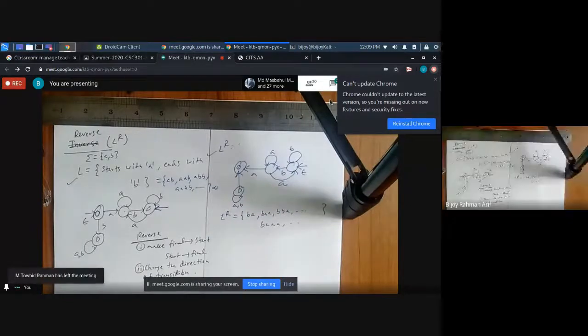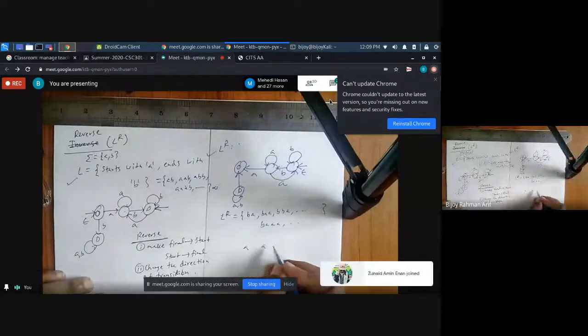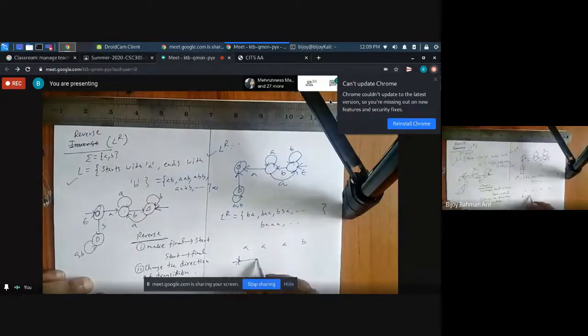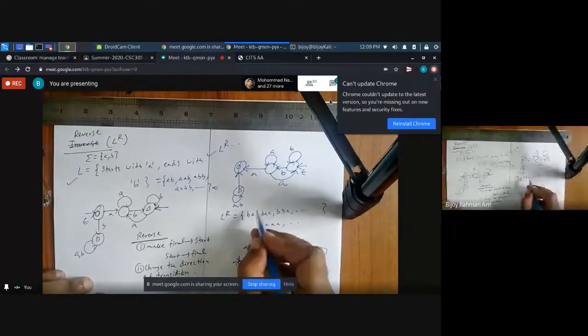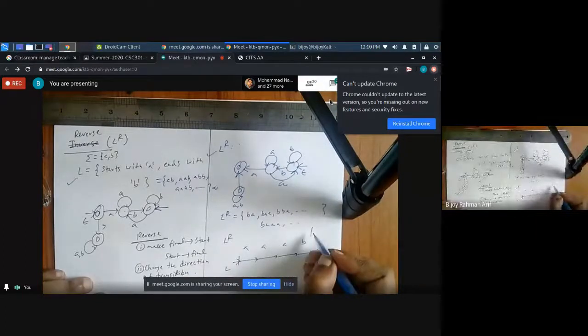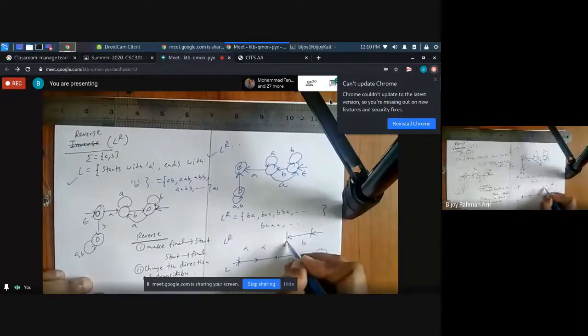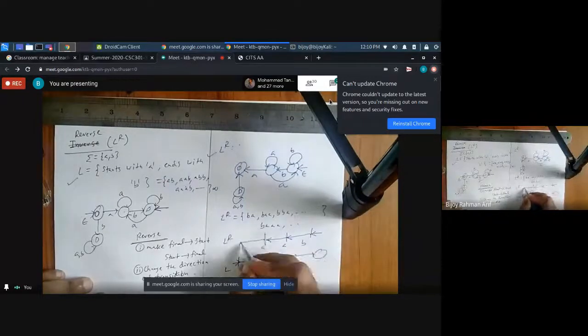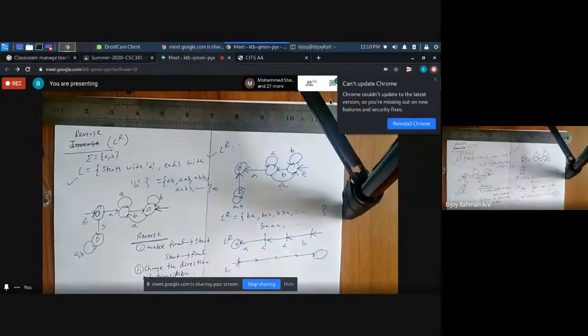Reverse. So if this one is accepting A, B, the movement is like this. We start from here and go here, go here, go here, go here, ultimately accept. On the other hand, in L^R, we start from here. Am I right? Go in the reverse direction, reverse direction, reverse direction. Finally, we accept here. Okay?